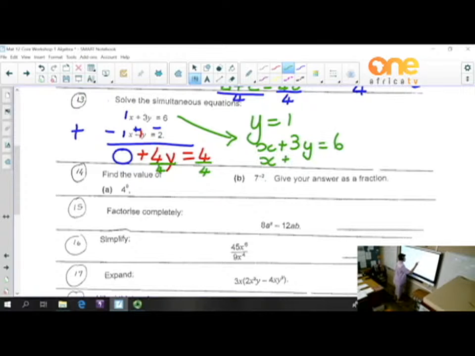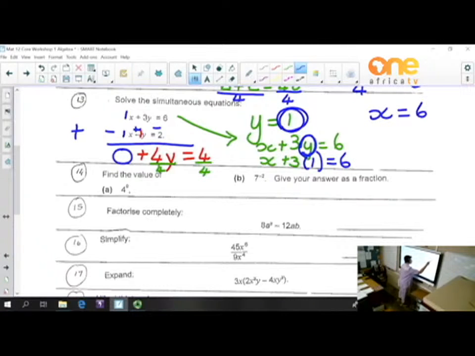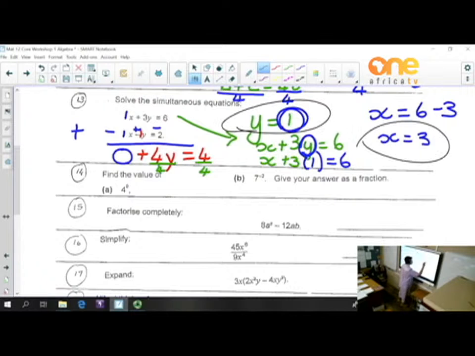So x plus 3, and now I substitute this value of 1 in that place. There's the 1, is equal to 6. So x is equal to 6. I'm going to take over, multiply there, and take it over, and x is then equal to 3. So here are your two solutions. y is equal to 1, and x is equal to 3.